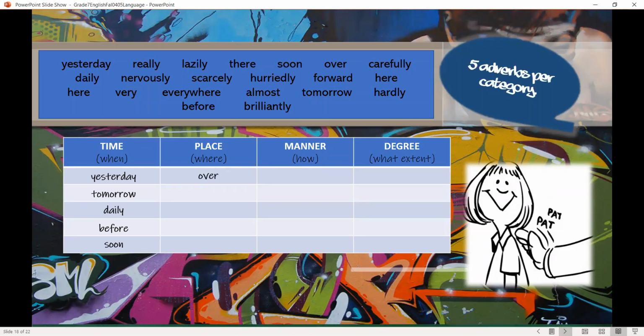Okay, now place, where something happened. Over, yeah. Where, now, I think in the top, you see where the year is, there's 2 years. I do think one should be aware, don't you? Yeah, I think so too. Okay, there and everywhere. How about manner?